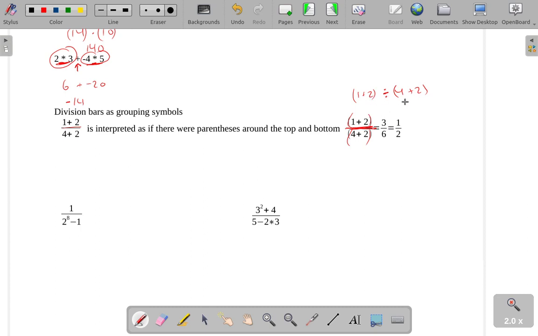But in doing this, you can see we can do the 1 plus 2, which is 3. We could do the 4 plus 2, which is 6. And then we're looking at the fraction 3 over 6, which we can reduce.